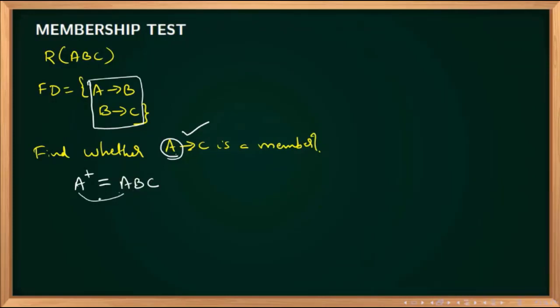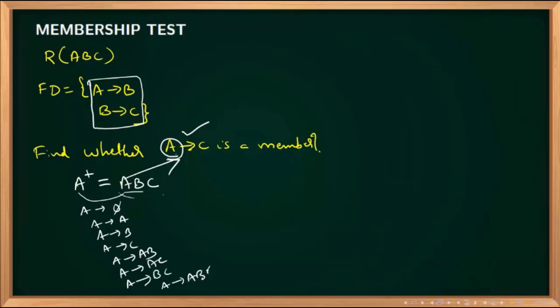So out of all the combinations, one such combination is A gives phi, A gives B, A gives C, A gives AB, A gives AC, A gives BC, A gives ABC. This many are implicitly written. The meaning is that this many are there. Out of that, A to C is actually a member.